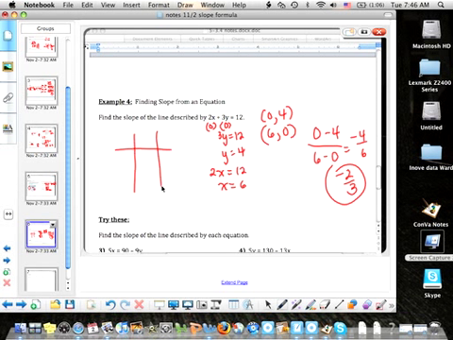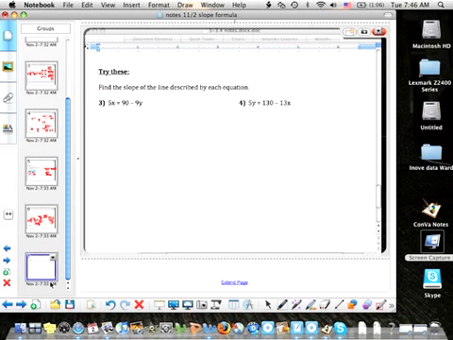Don't forget mini table. Lots of students are more comfortable with mini table. If I do it this way, it's going up 4, it's going down 6. You still get 4 over negative 6, which still reduces to negative 2/3. Guys, it's the same process. You just have to decide which one's more comfortable for you.